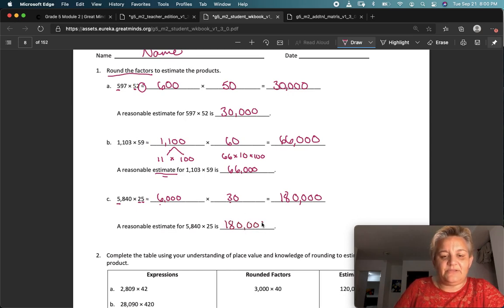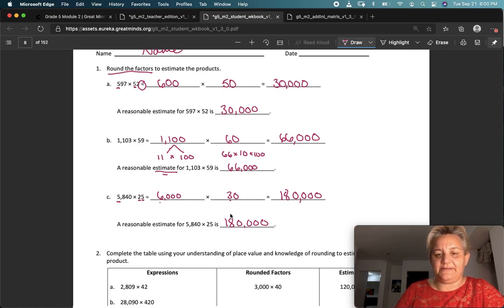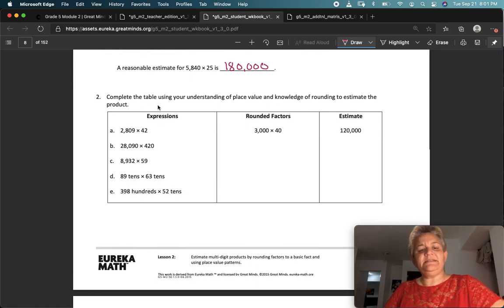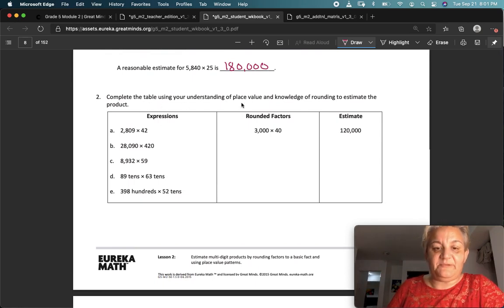Okay, do you see how I'm looking for math facts here? 3 times 6, 11 times 6, 6 times 5. I'm looking for numbers that I know how to multiply easily in my head. Next one. Complete the table using your understanding of place value and knowledge of rounding to estimate the product.